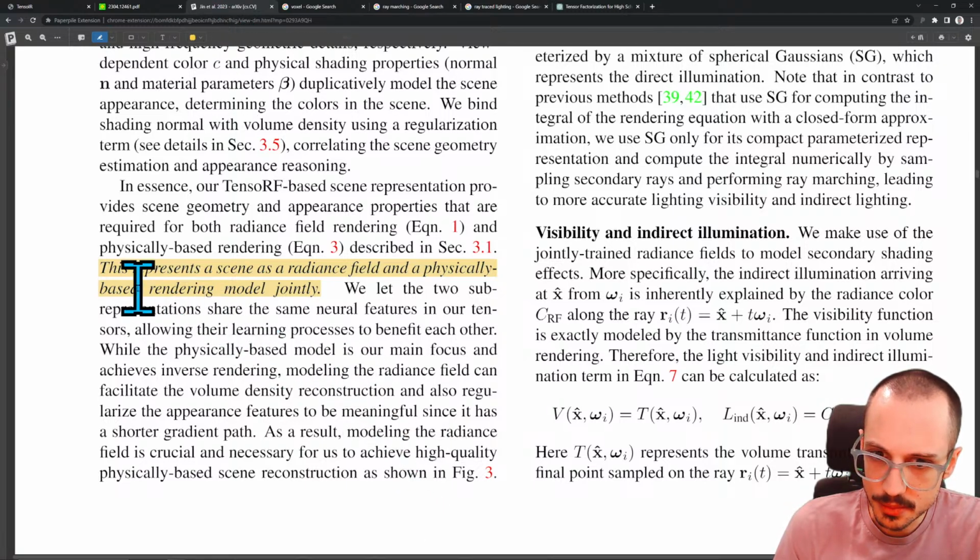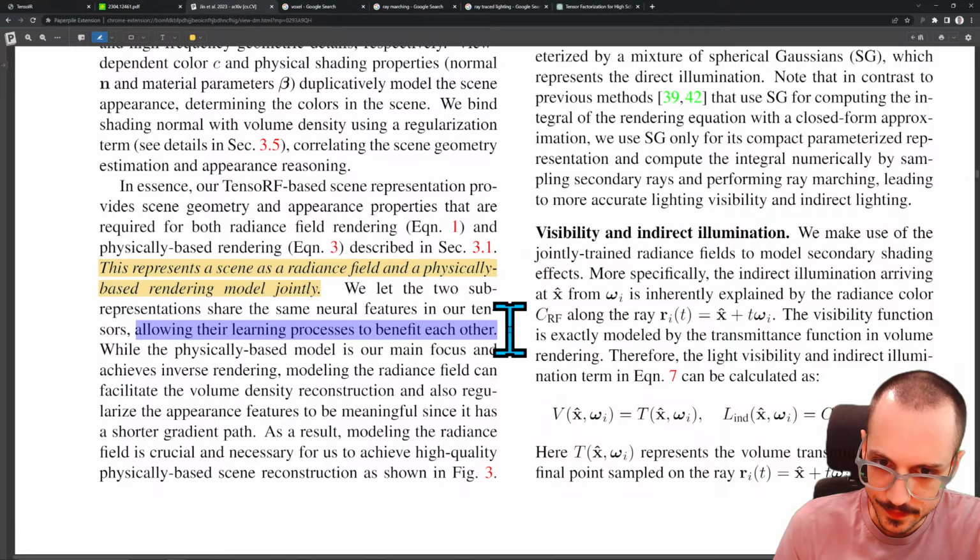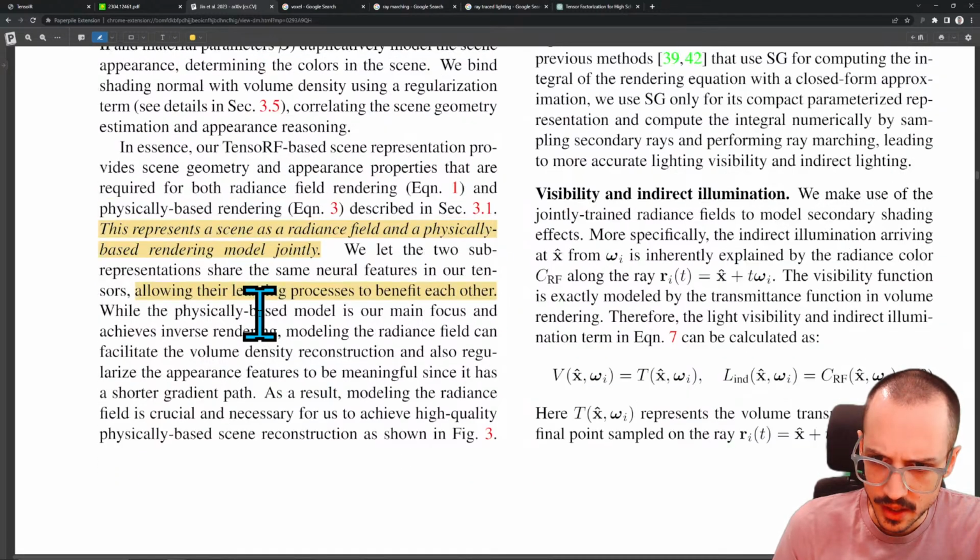We let the two sub-representations share the same neural features in our tensors, allowing their learned processes to benefit each other. While the physically based model is our main focus and achieves inverse rendering, modeling the radiance field can facilitate the volume density reconstruction and also regularize the appearance features to be meaningful since it has a shorter gradient path.